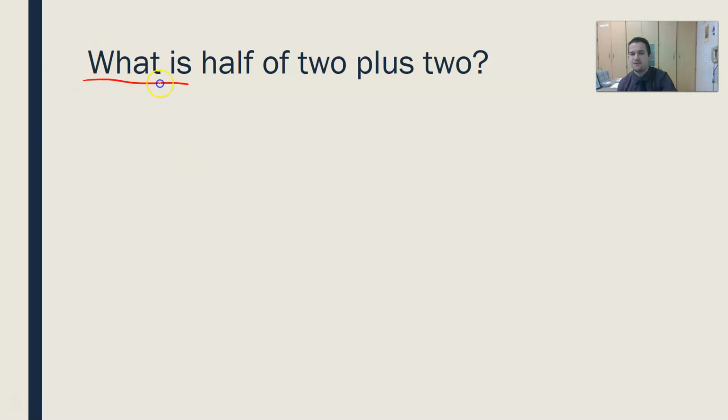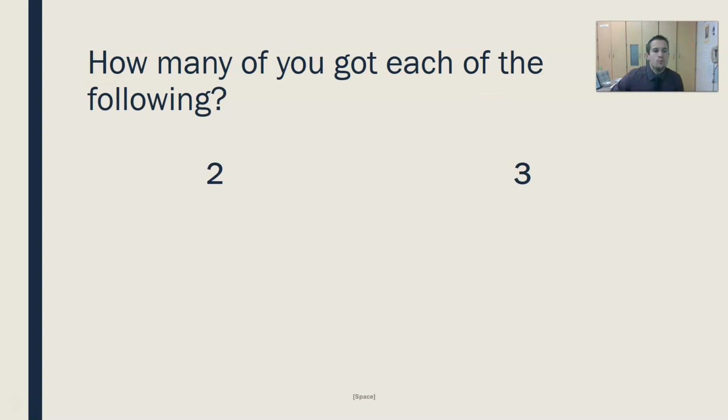So I want you to ask yourself this question. What is half of 2 plus 2? I want you to get an answer in your brain. What is half of 2 plus 2? What do you think that is? Well, you probably get either of these two answers, either 2 or 3. Why did some of you get different answers? Why do you think you would have gotten a 2 instead of a 3 or vice versa?